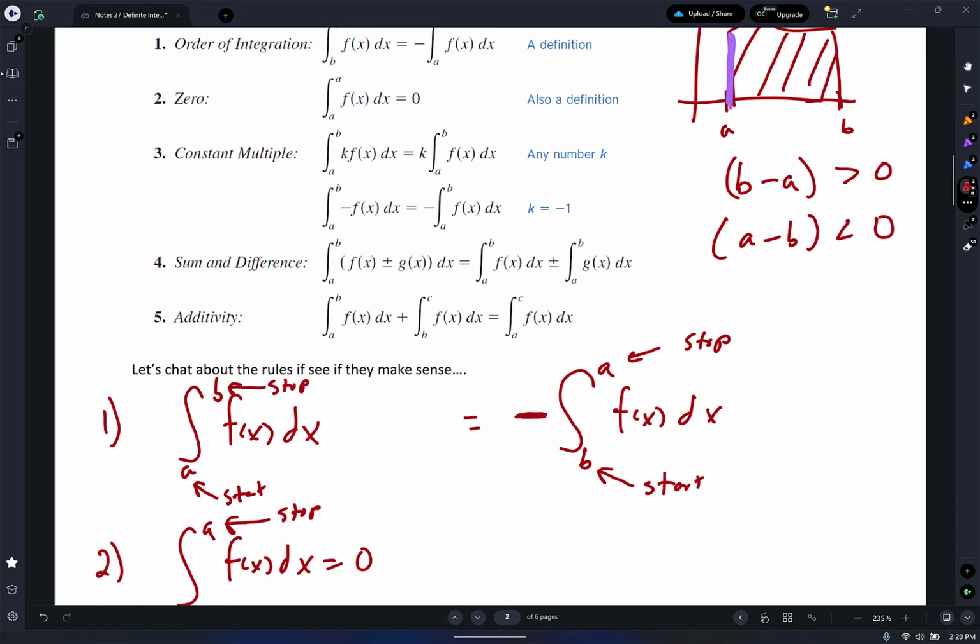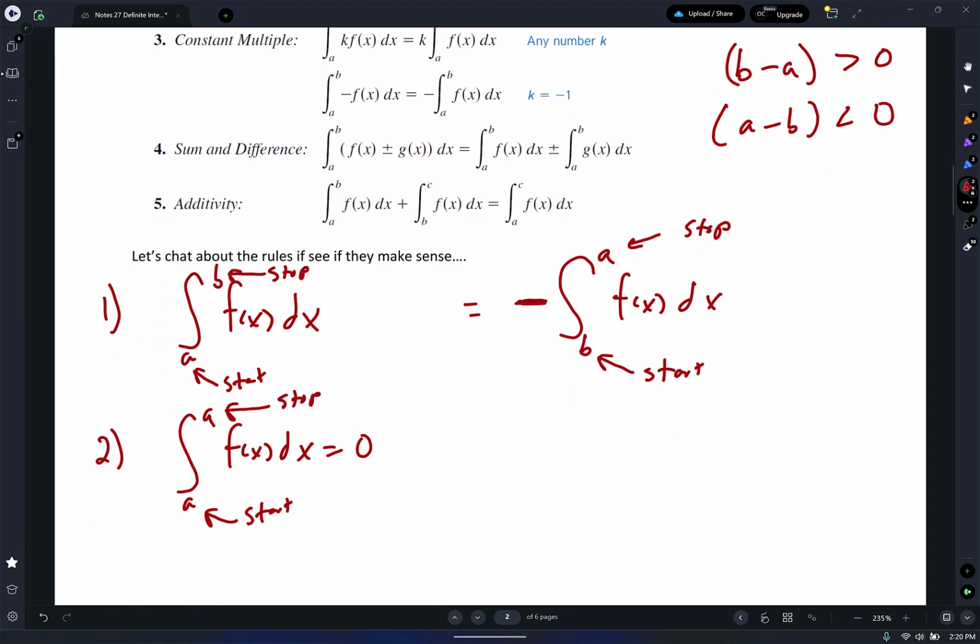The constant multiple. This is just like limits. If you have something like this, so number 3, I'm going to put it right here. If you have something like the integral from a to b of k f of x, where k is a constant, you can just move it to the front. That's all that means. K integral a to b of f of x dx.